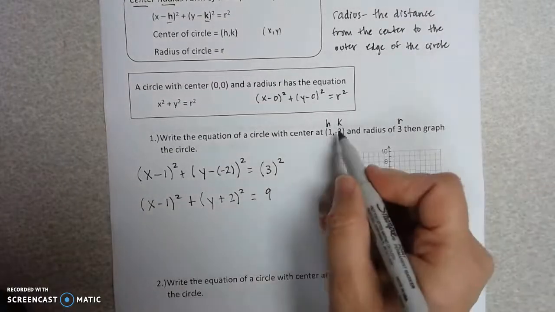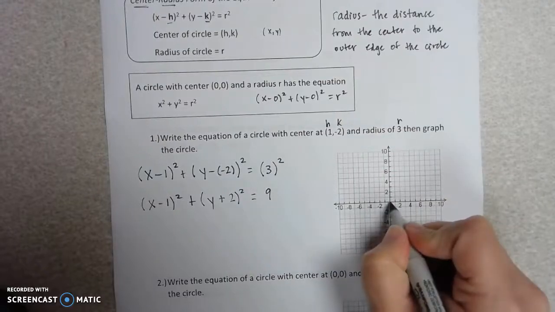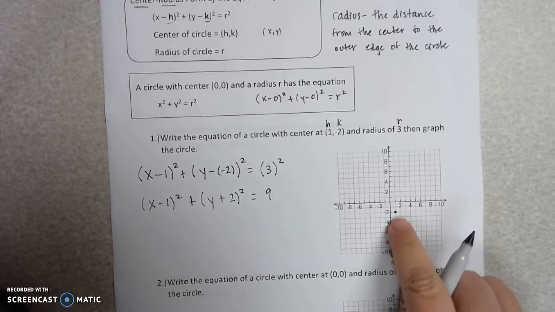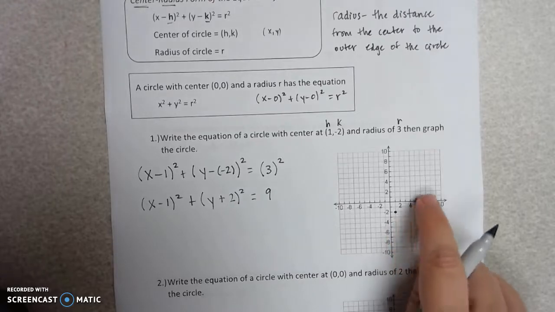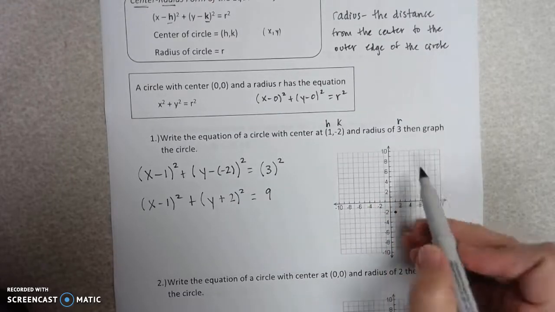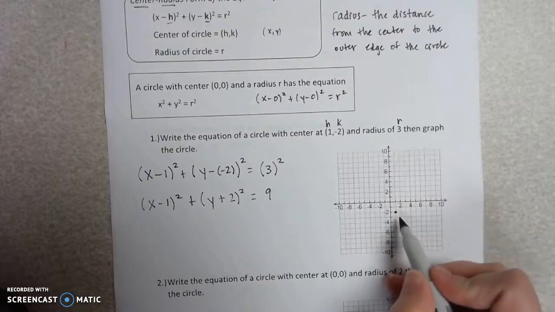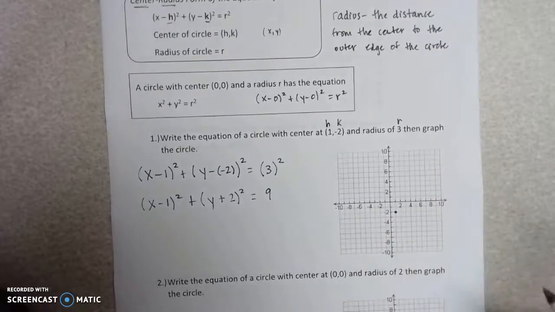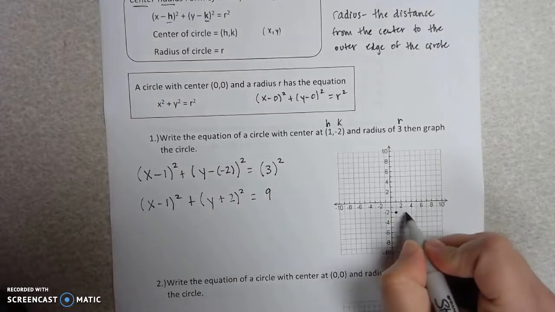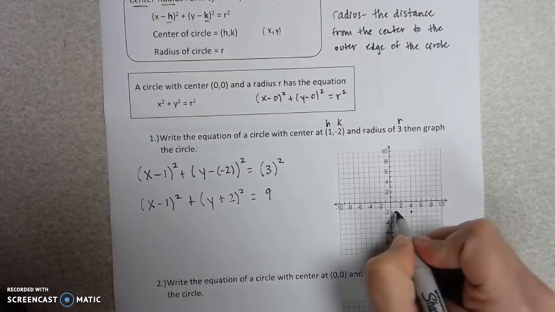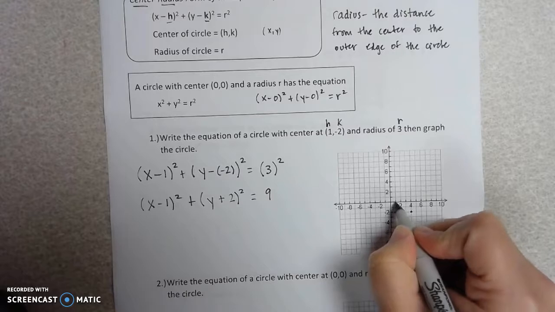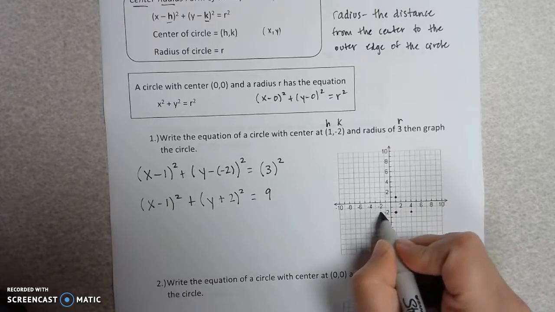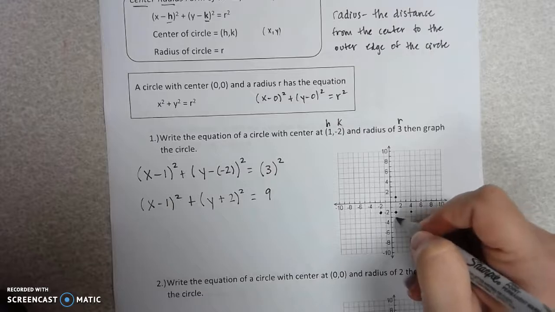The formula says y minus, so keep that in mind. Now I want to graph the center of the circle. So from the origin, I'm going to go right 1 and down 2. And this is going to be the center of my circle. Now, to get the actual circle, I'm going to use the radius because it is the distance from the center to the outer edge. And so to get enough points to make the circle, I'm going to go right 3. I'm going to go up 3. And I'm going to go left 3. And then I'm going to go down 3.